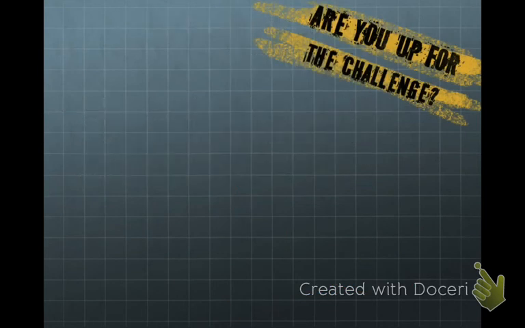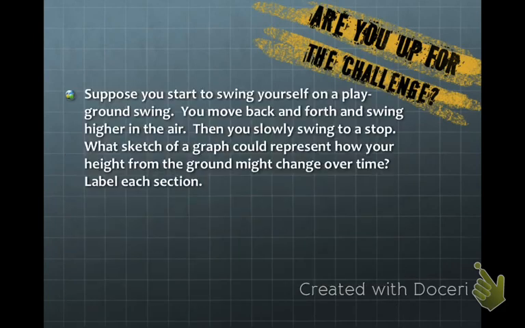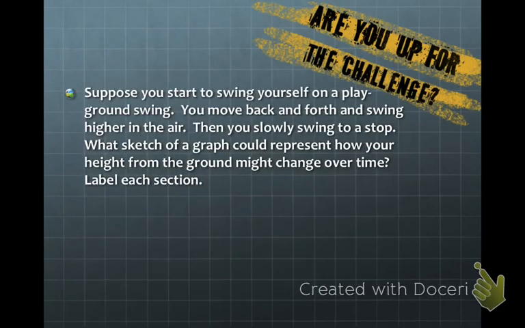All right, so are you up for the challenge? I want you to go ahead and see if you can draw this diagram. This one is a little bit tricky, so you have to think about what happens when you swing. Suppose you start to swing yourself on a playground swing. You move back and forth and swing higher in the air. Then you slowly swing to a stop. What sketch of a graph could represent how your height from the ground might change over time, and label each section? Okay, so go ahead and pause the video.